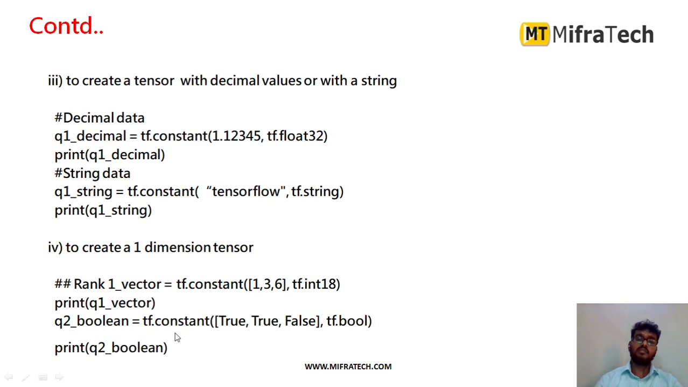So if we print, we are going to get a one-dimensional tensor. We can also store a boolean value inside a tensor. For that we just have to use tf.constant. A boolean value is true or false only, so tf.bool is the data type we have to mention as a parameter.